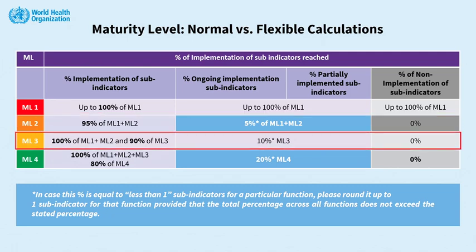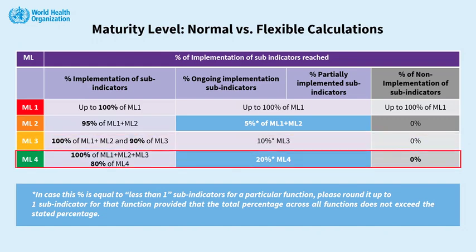For achieving maturity level 3, 100% implementation of all the maturity level 1 and 2 sub-indicators and 90% implementation of all the maturity level 3 sub-indicators is required. This leaves 10% flexibility for ML3 sub-indicators, even if no sub-indicators can be scored as non-implemented.